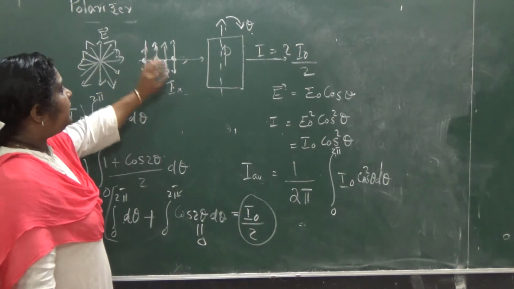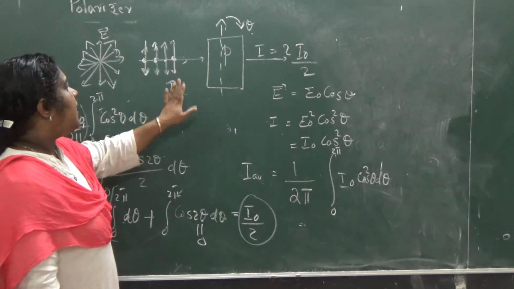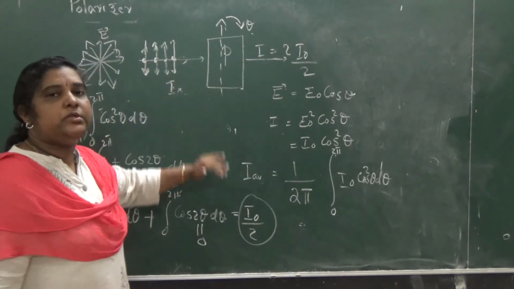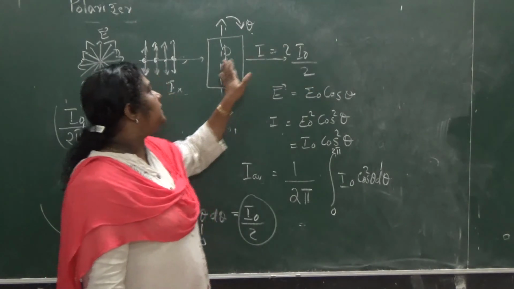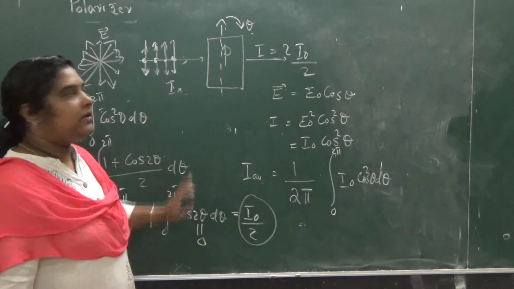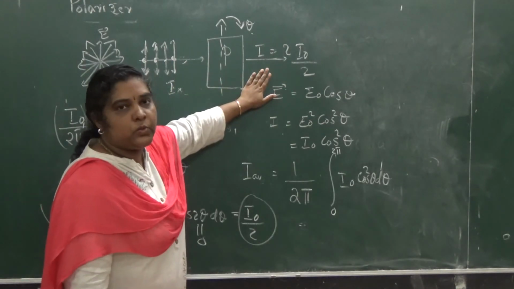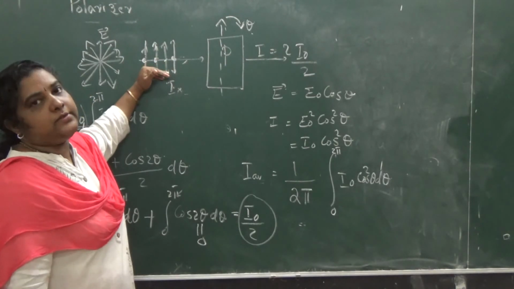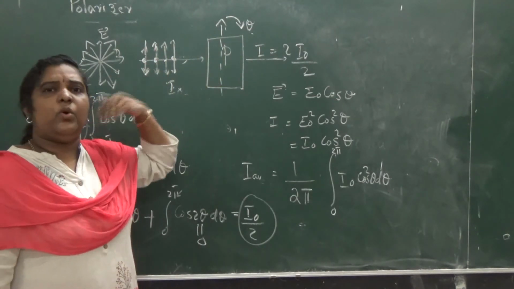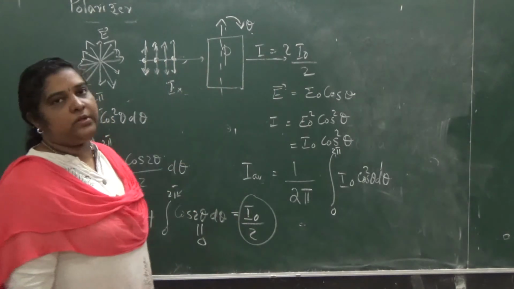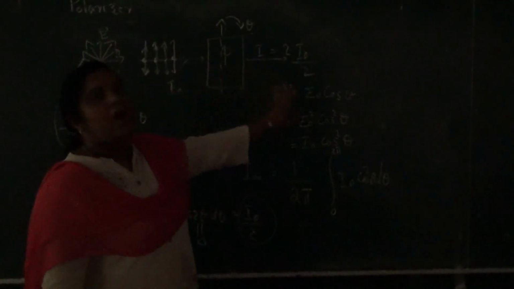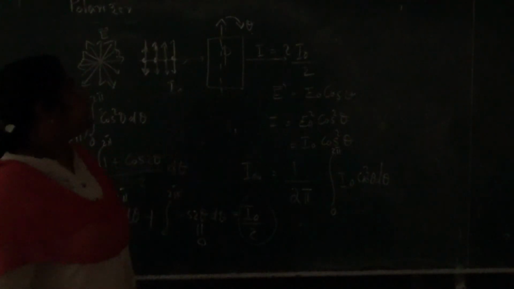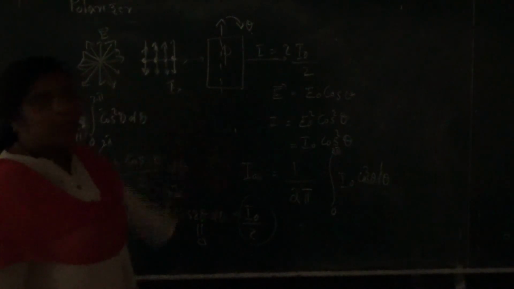So remember, if our unpolarized light has intensity I 0, then after passing through the polarizer, the intensity is reduced to I 0 by 2. Remember, in all the problems we need this condition, because I 0 becomes I 0 by 2 if it is unpolarized. For polarized light, I is equal to I 0 cos square theta, depending on the angle. So I 0 becomes I 0 by 2 after passing through the transmission axis, after passing through the polarizer.